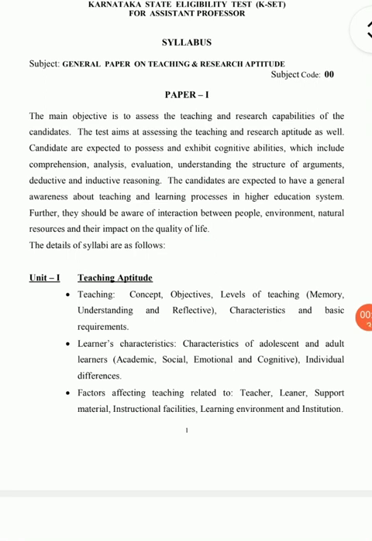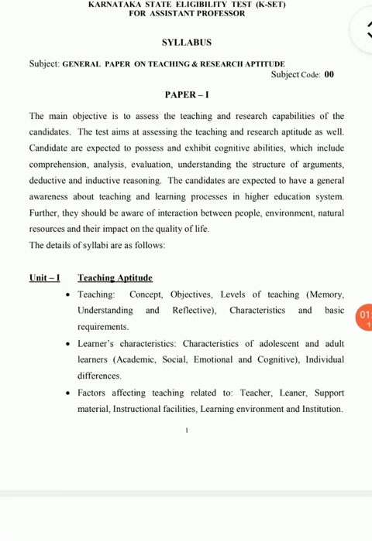One should be aware of the interaction between people, meaning the students, the environment and natural resources, and their impact on the quality of life. There are a total of 10 units in the general paper. Each unit carries equal weight, so there will be a total of 50 questions for the general paper.